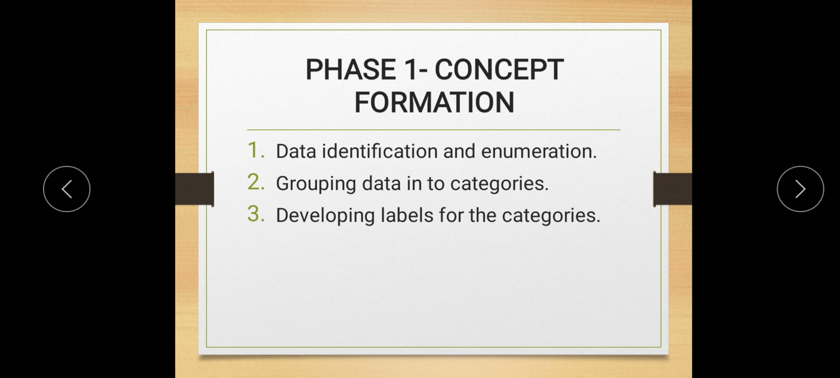Now to start with, there will be three phases. The first, as we have seen earlier, the three stages or phases you can call it. The first phase is concept formation. This includes three more stages. The first one is data identification and enumeration. Second one is grouping data into categories. Third one is developing labels for the categories. Now we'll see in detail each of these three stages in the first phase, that is concept formation.